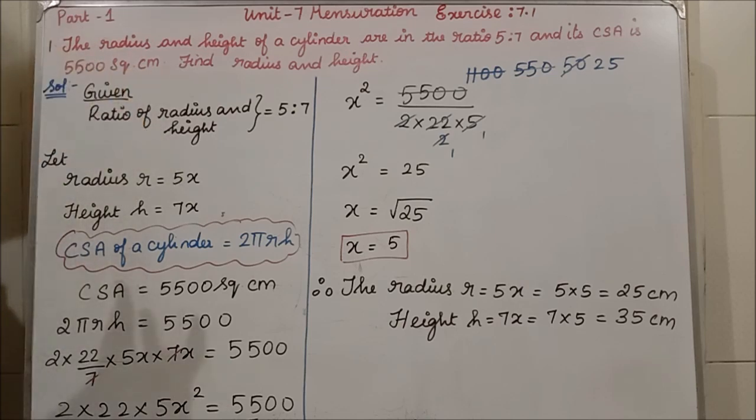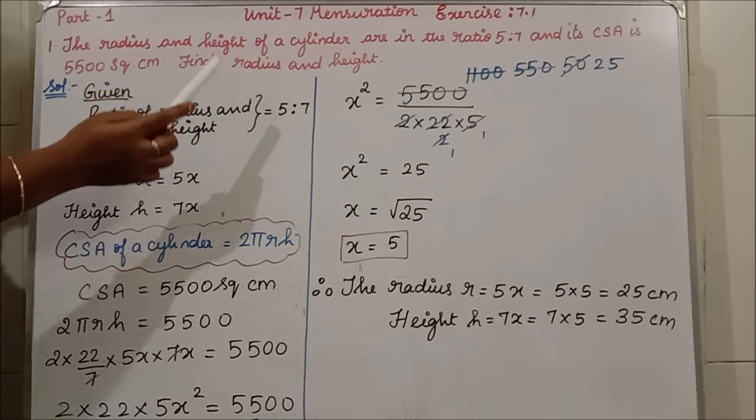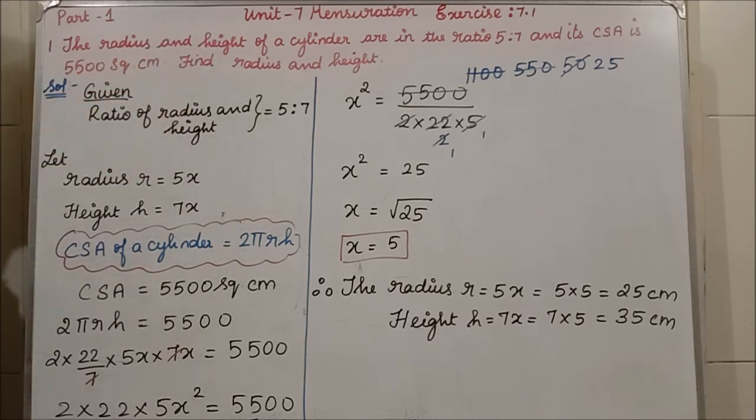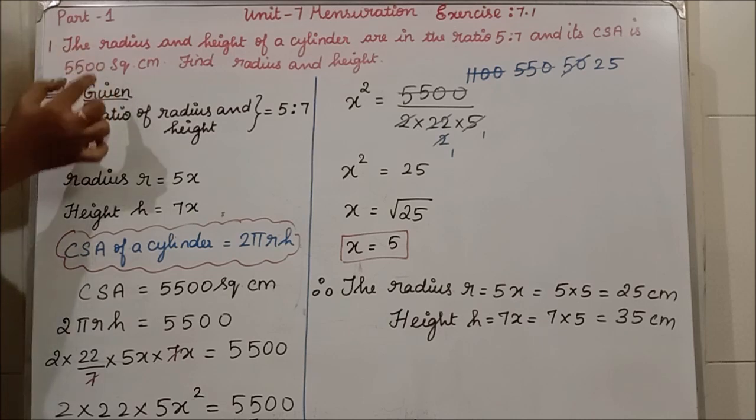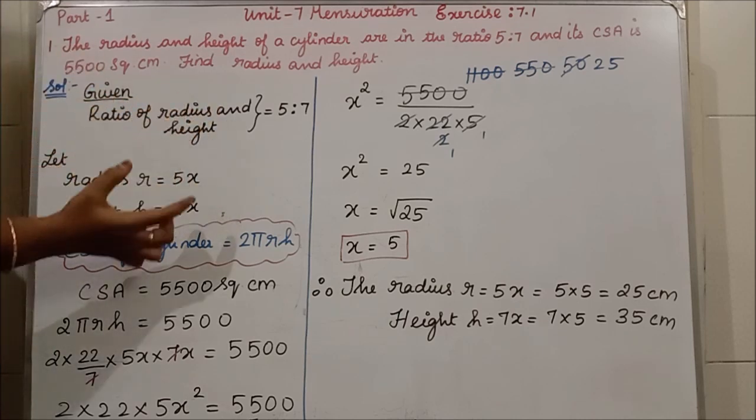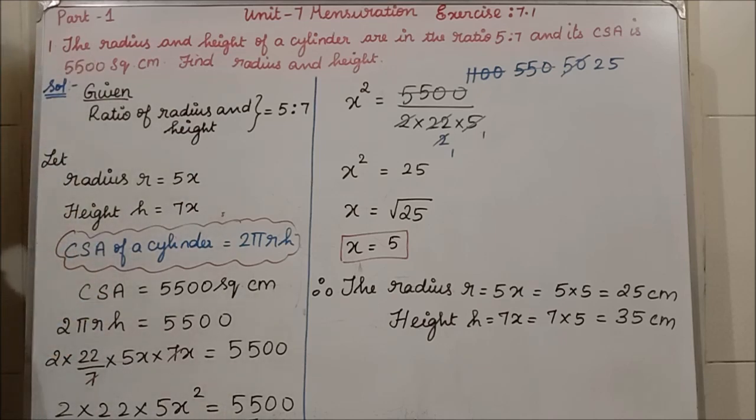Curved surface area of which figure are we talking about? We are talking about the cylinder. So the CSA of the cylinder is given as 5500 square centimeter. Find the radius and height. We have to find what is the radius and what is the height. Clear the question? See what is given: ratio of radius and height. What ratio is given? 5:7 ratio is given.